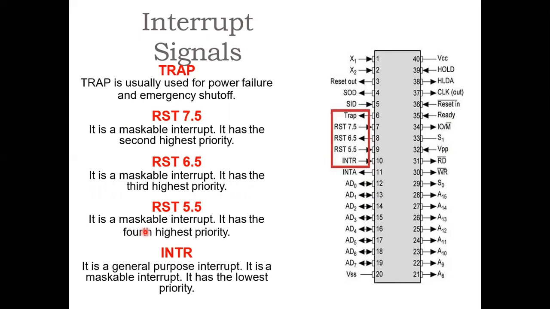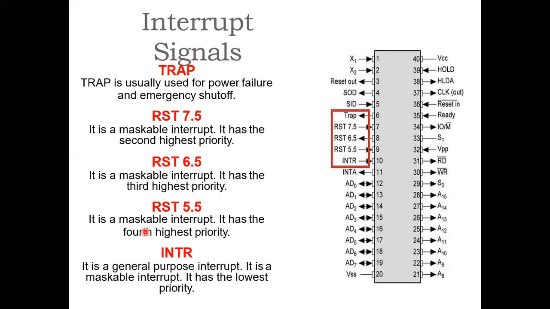Okay. In interrupts we have different priority levels. TRAP is the highest priority. Then RST 7.5 is the next priority level, then 6.5 next, then 5.5 and INTR. TRAP is usually used for power failure and emergency shut off.